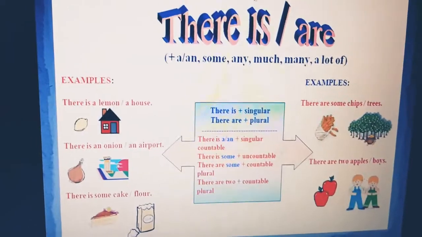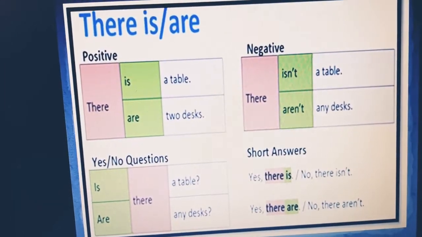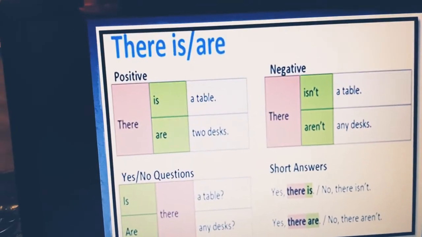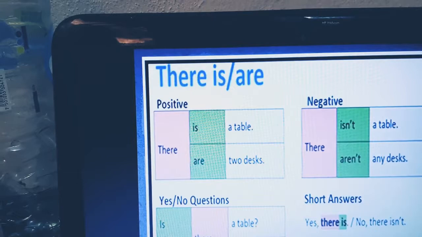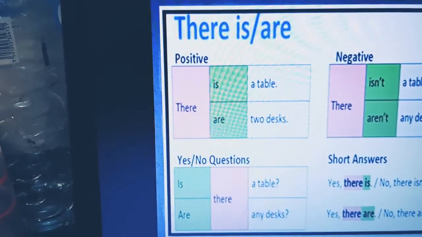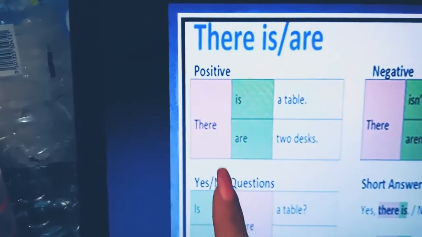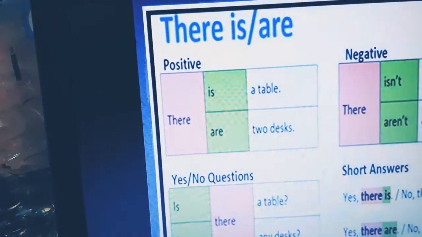Okay, so we continue. What about my grammar? Remember, it's very important when you express your ideas in affirmative, negative, and interrogative. The grammar is necessary. In this case, when it's positive or affirmative, you have here: there is a table. There are two desks, okay?